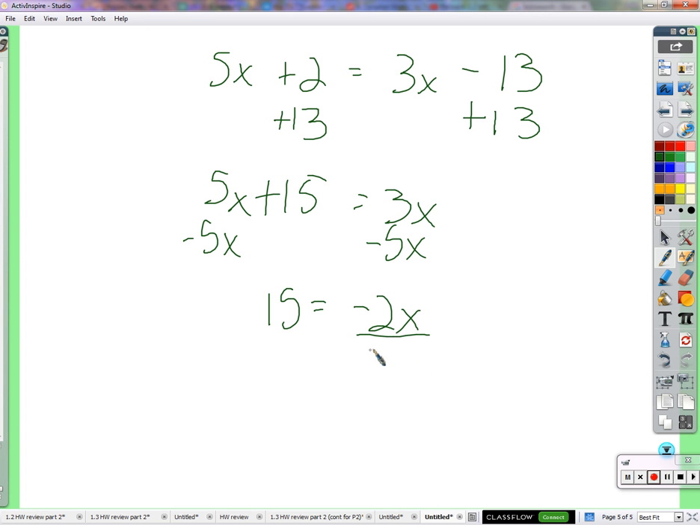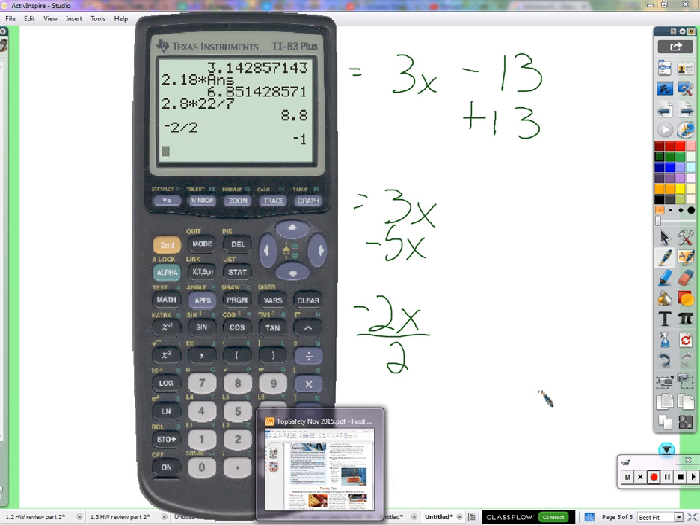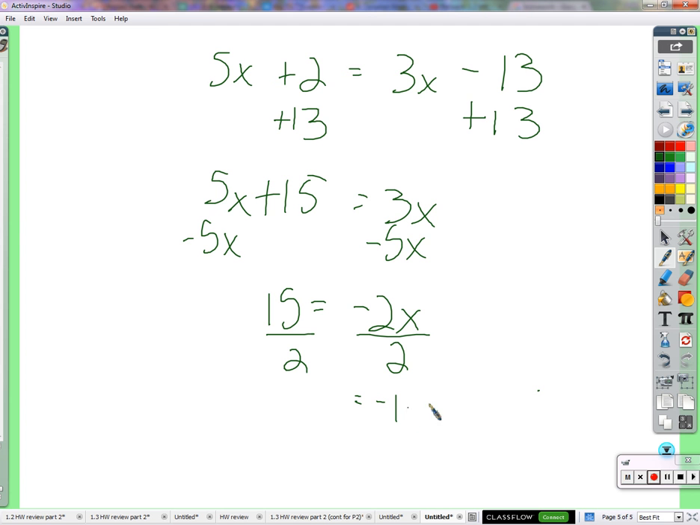Divide the right side by 2, the left side by 2, which gives x equals negative 7.5. What's negative 2 divided by 2? Okay, let's try it. Negative 1. Negative 2 divided by 2 is negative 1. Negative 1x. 15 divided by 2 is 15 over 2.